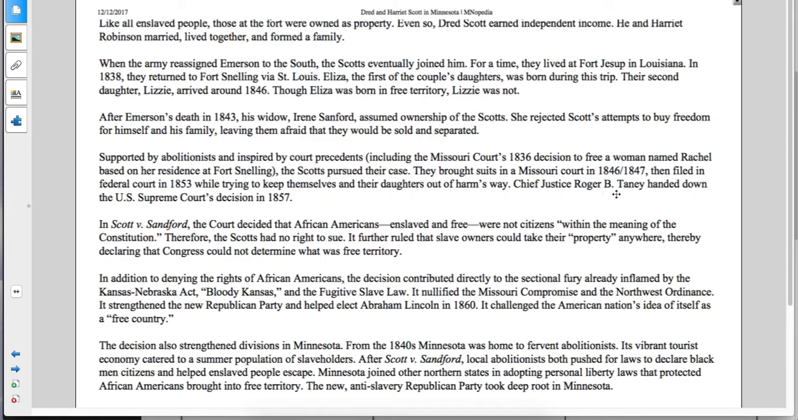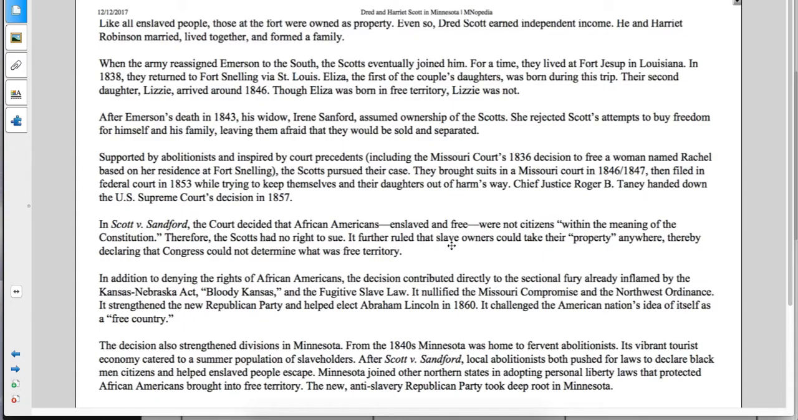Chief Justice Roger B. Taney handed down the U.S. Supreme Court's decision in 1857. In Scott versus Sanford, the court decided that African Americans, enslaved and free, were not citizens within the meaning of the Constitution. Therefore, the Scotts had no right to sue.